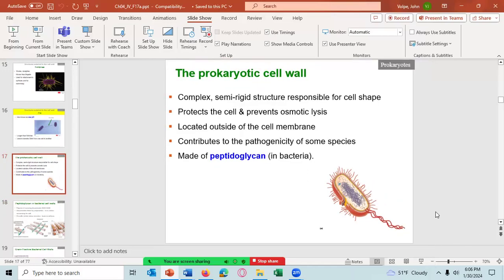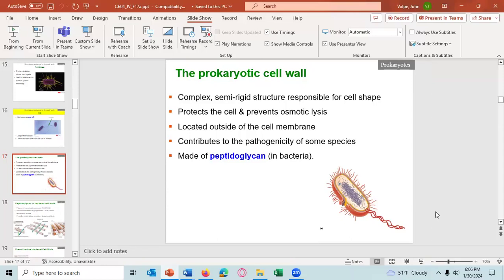All right, let's talk about the prokaryote cell wall. It's a complex semi-rigid structure responsible for giving the cell its shape. The reason why a cell has a cockeye appearance is because the cell wall takes on the cockeye shape, and then it gives that cell that shape. The cell wall protects the cell and prevents osmotic lysis.